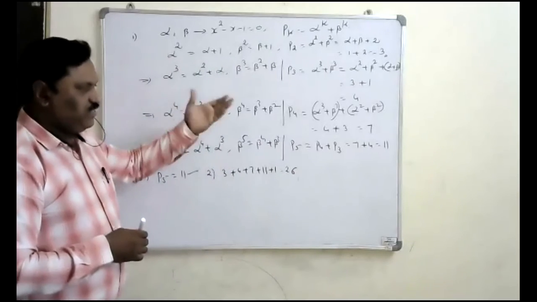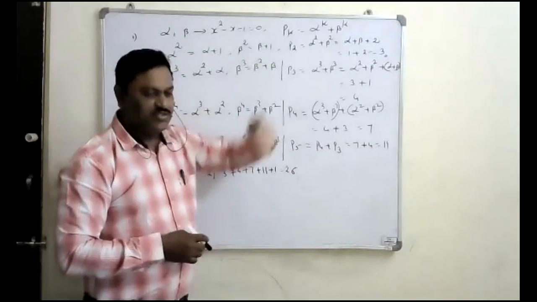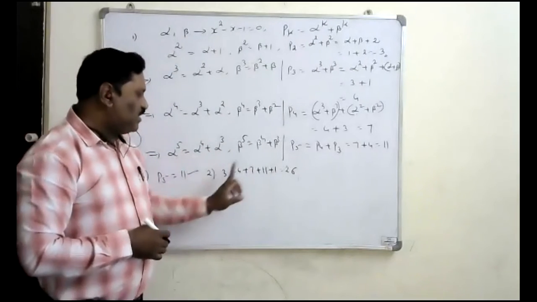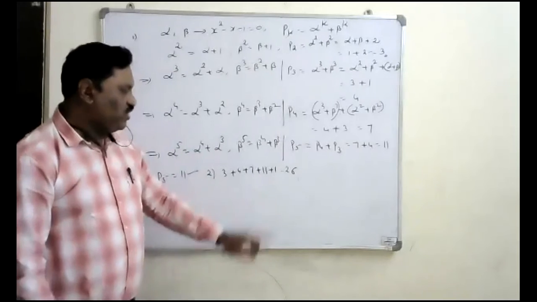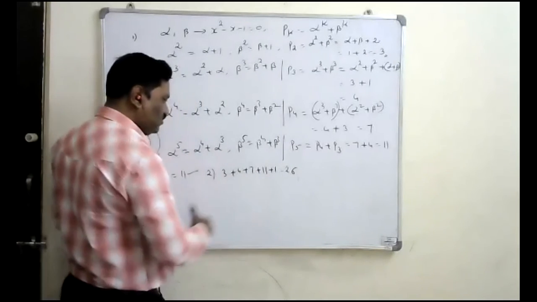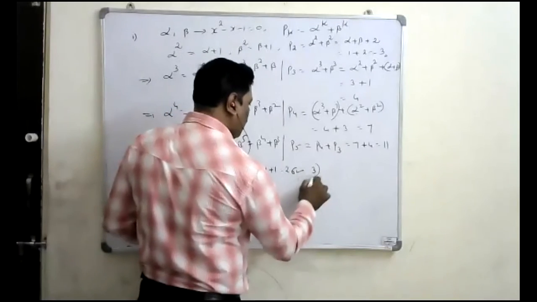P1 plus P2 plus P3 plus P4 plus P5. P1 represents the sum of the roots, alpha plus beta. So alpha plus beta is 1. So that is 1 plus 3 plus 4 plus 7 plus 11. How much is it? 10, 15, 26. So that is also correct. That is not our option.